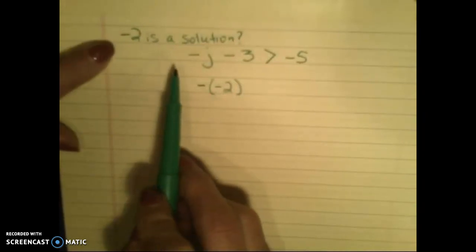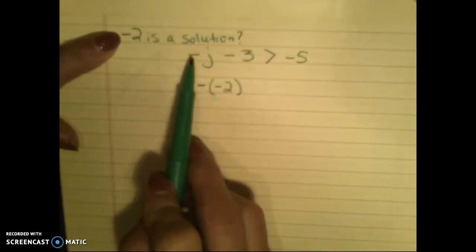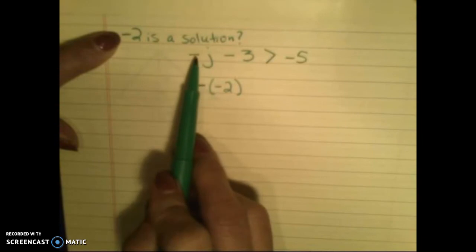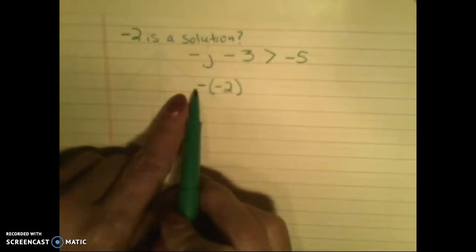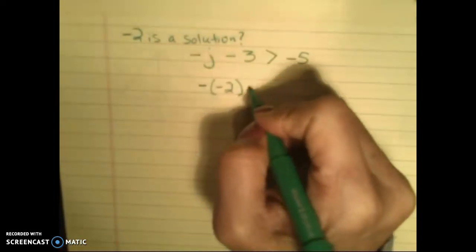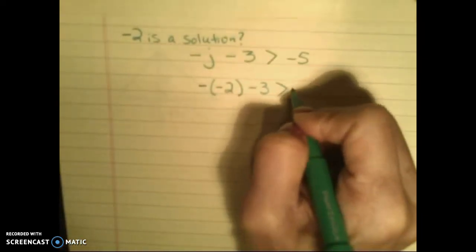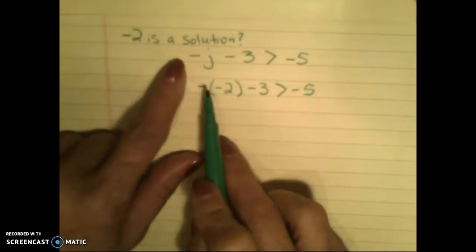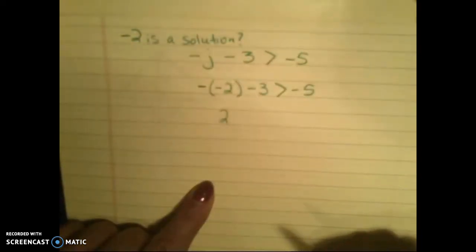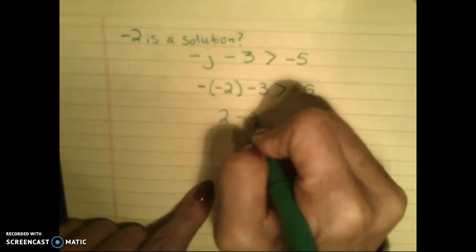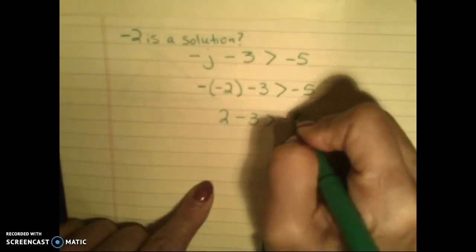So don't think that this is already included. This is two separate things. Now you're going to plug in for j. I put parentheses just because we want to separate the two negatives. And then write everything else down. Some of you already know that a negative and a negative is going to be positive. So some of you wrote just 2. I'm okay with that. -3 is greater than -5.